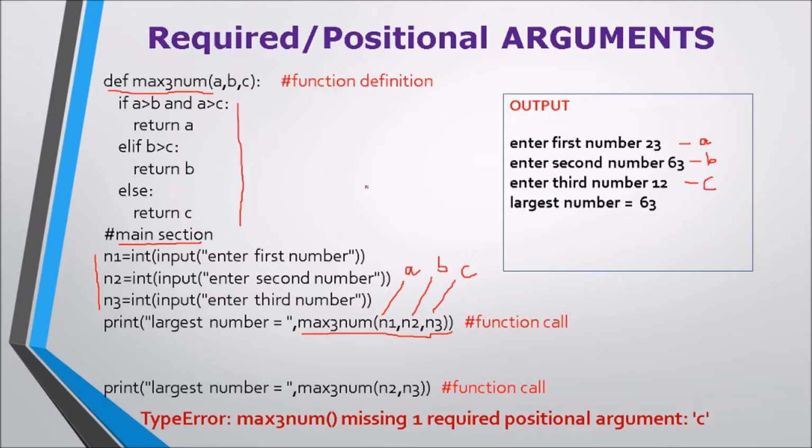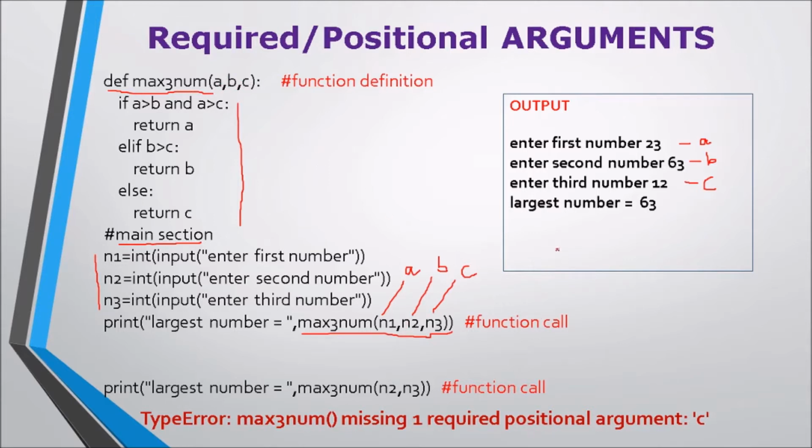And we have to give them in the correct positional place also, like n1, n2, n3 are passed to A, B, C as their corresponding positions are in the argument list. The same positional order must be maintained when we are passing the values.